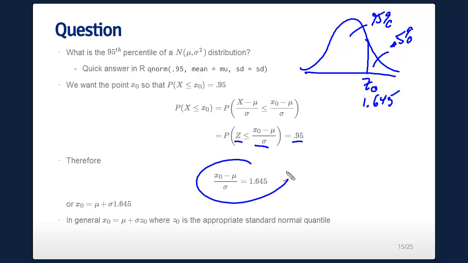So if we set this equation to be true, then we will have found the x naught, and it works out to be easy: x naught equals mu plus sigma times 1.645, which is just a familiar form, right? So if we want the point in a non-standard normal distribution that is the 95th percentile, then we find the 95th percentile of a standard normal distribution, which is 1.645 standard deviations from the mean, and then we just figure out what is 1.645 standard deviations from the mean in the non-standard case, and that gives us the answer.